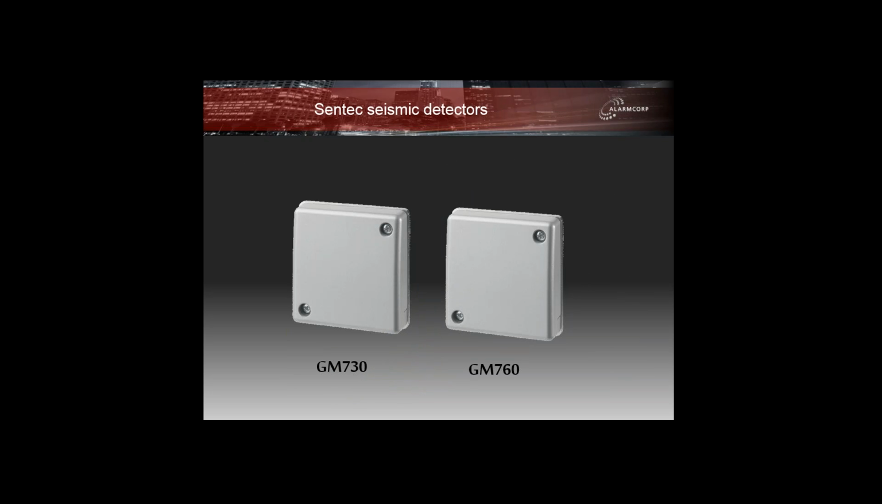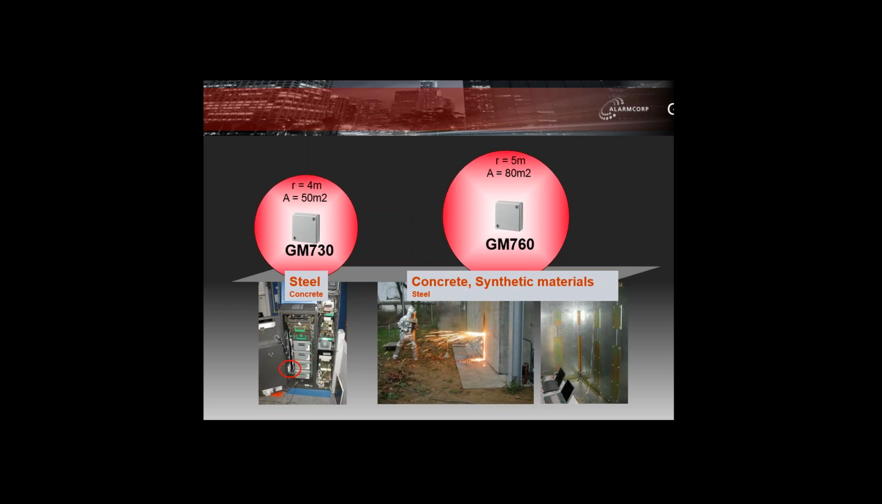The two seismic detectors in question that we'll be referring to are a product called a GM730 or a GM760. Both of these look much the same. Both of these operate much the same, with just two or three minor differences between them. If we have a look at the GM730, you can see that it's got a radius of approximately 4 meters, which equates to about 50 square meters of detection that the detector can cover.